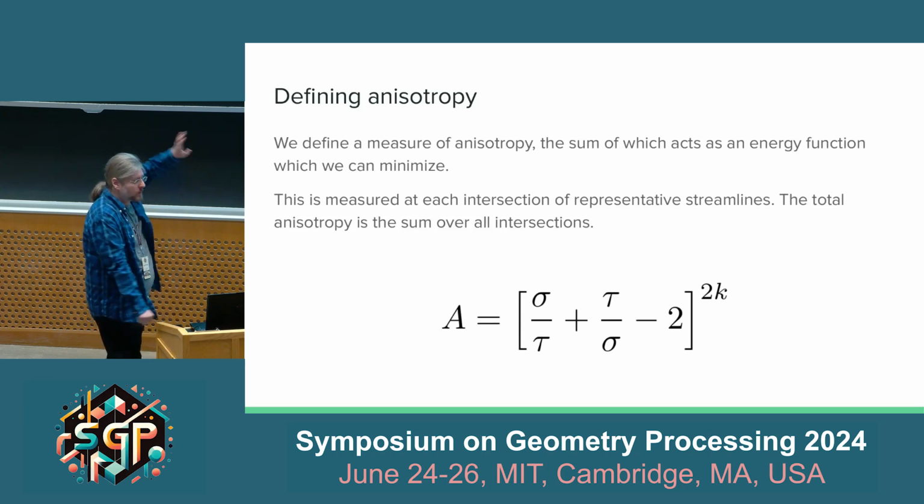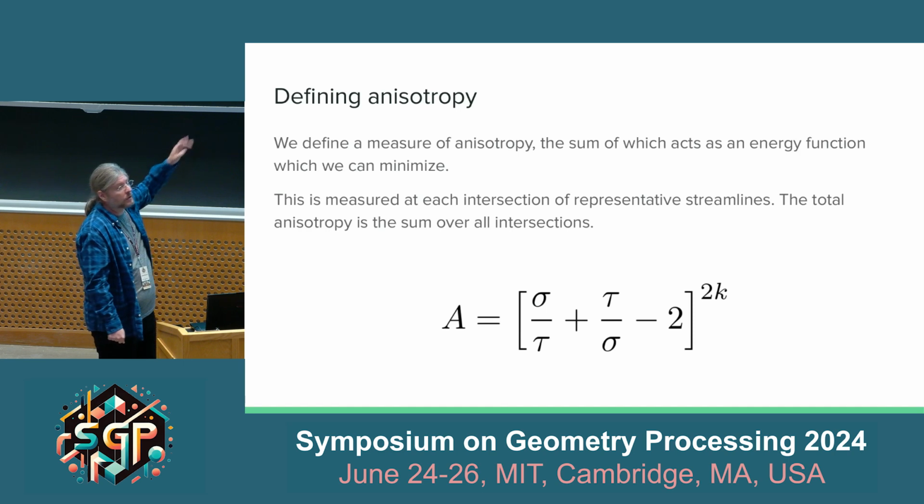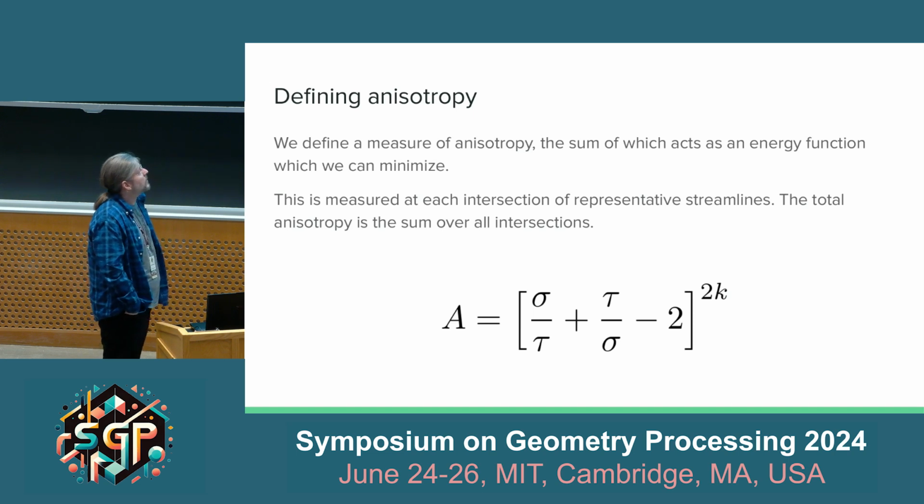So I keep talking about anisotropy, and it's helpful to actually come up with a way to measure it. So the point-wise anisotropy metric we're using is sigma over tau plus tau over sigma minus 2, to some exponent.